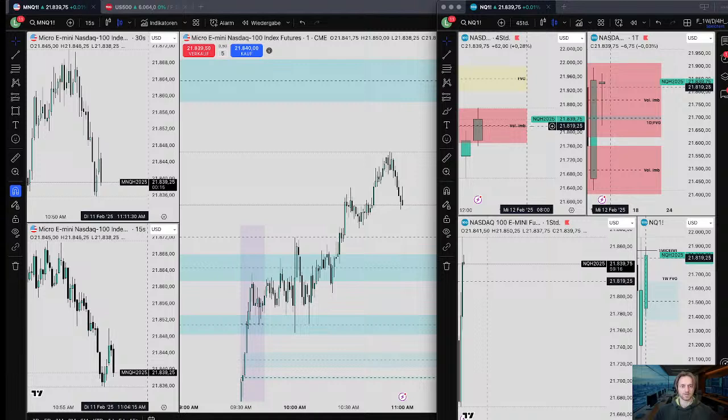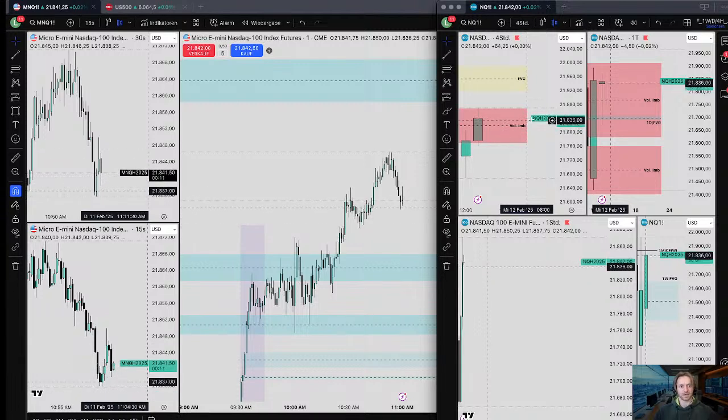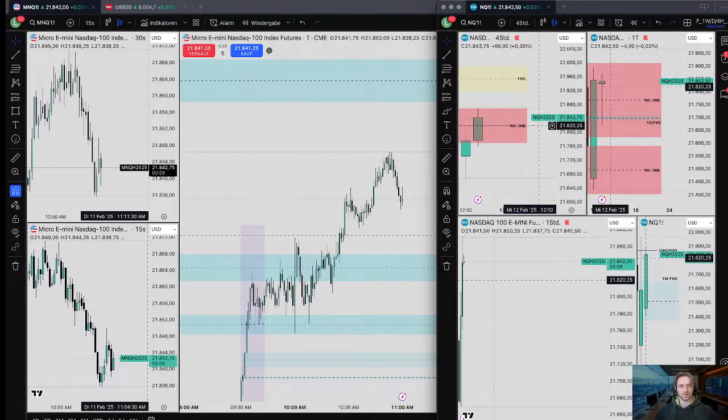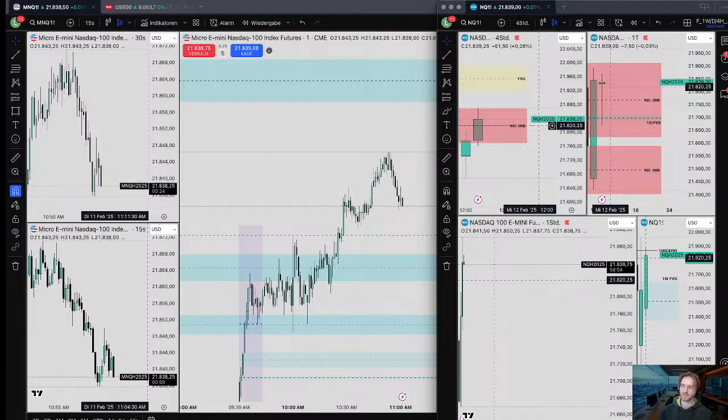I would like to see it, I don't know, somewhere here. The maximum would be here. The maximum. I don't want to see it there, but the maximum would be here. But it's 11. We're in the macro of 10:50 to 11:10. Could be that it's retracing right now.